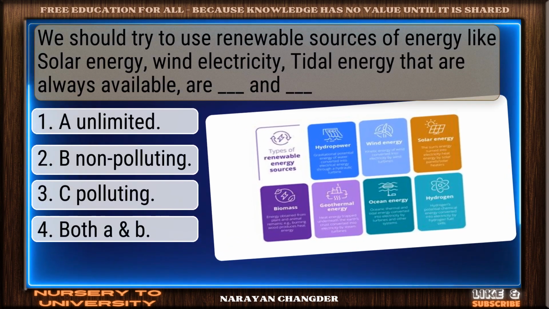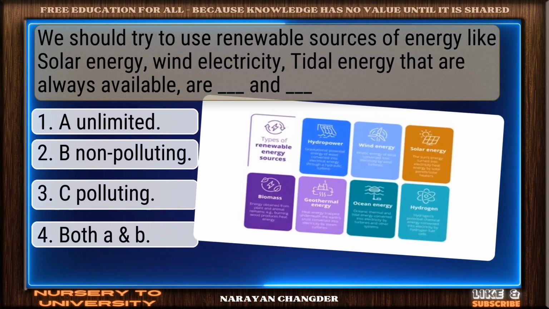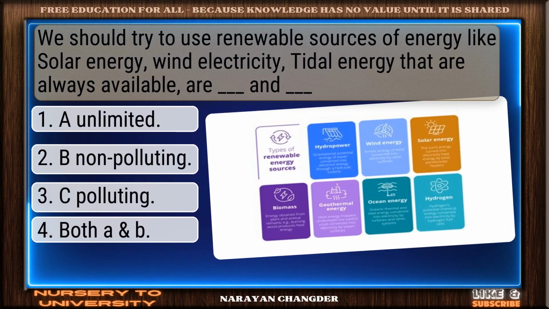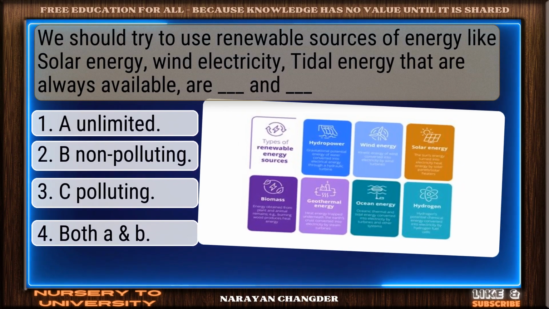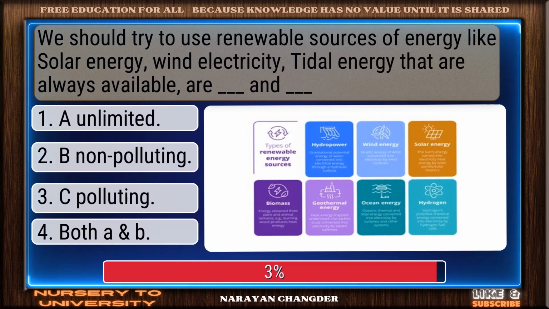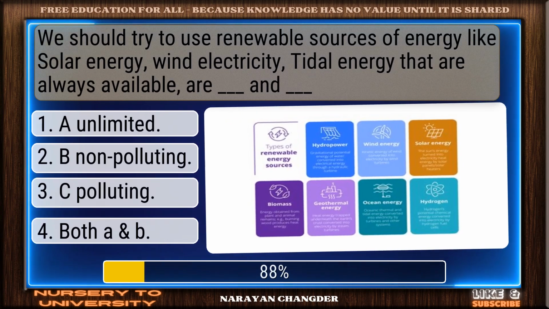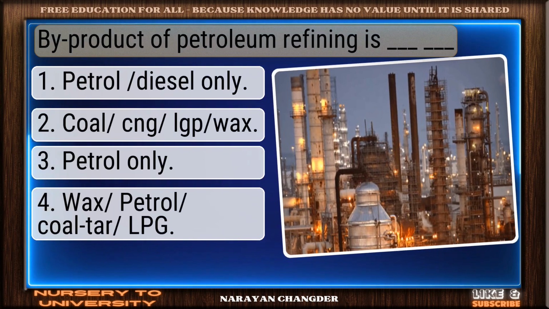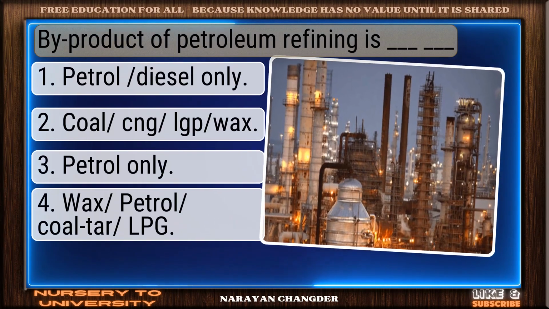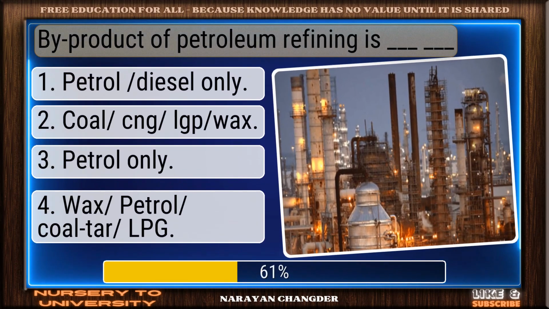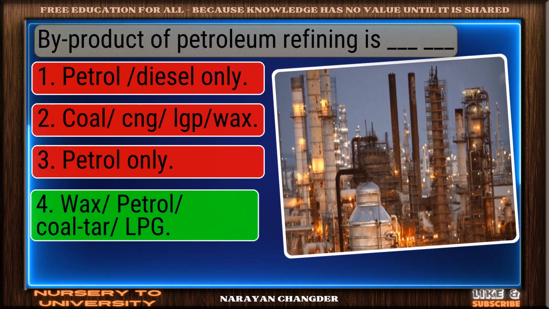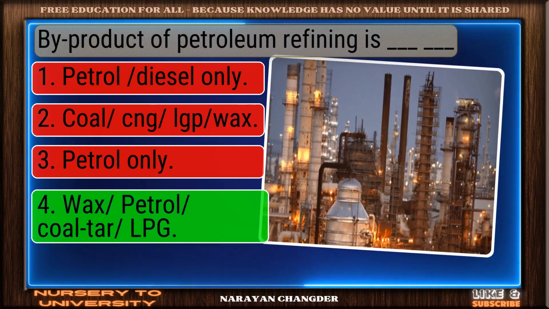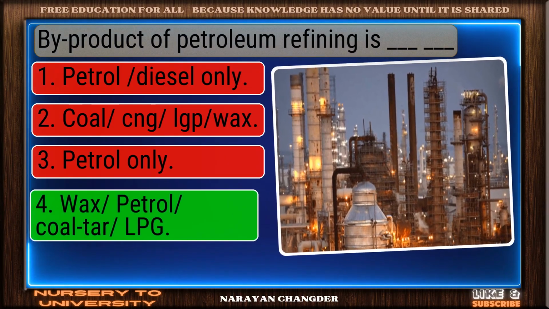We should try to use renewable sources of energy like solar energy, wind electricity, tidal energy that are always available, are dash day and dash. Bravo, both A and B is the answer. Byproduct of petroleum refining is dash dash. Good job. Your answer wax, petrol, coal tar, LPG works well here.